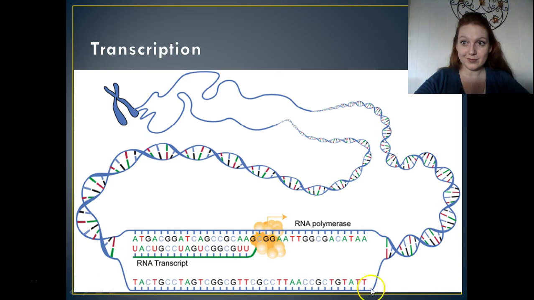The whole DNA strand does not unwind. That's important to understand. It's only going to unwind and uncoil where the specific genes that need to be transcribed are located.